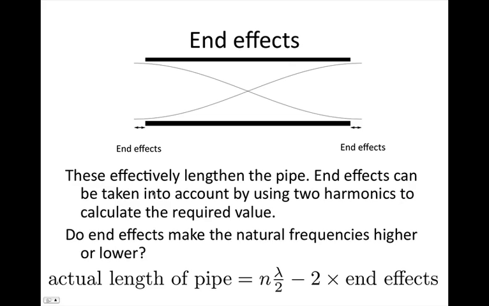So a formula for taking into account end effects is that the actual length of the pipe, that's the actual length of this black line here, is equal to n lambda over 2, so the number of half wavelengths. In this diagram we've got 1 half wavelength, minus 2 times the end effects. Now, this 2 is unimportant. We can either consider the end effects as one entity or as two things which occur at both ends.